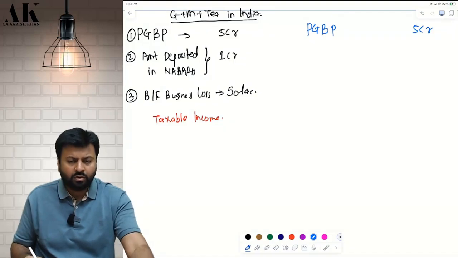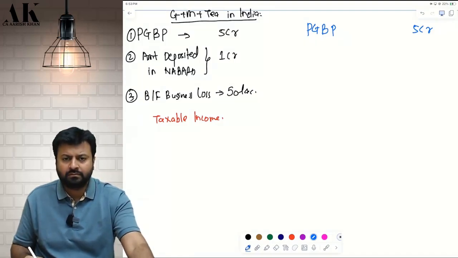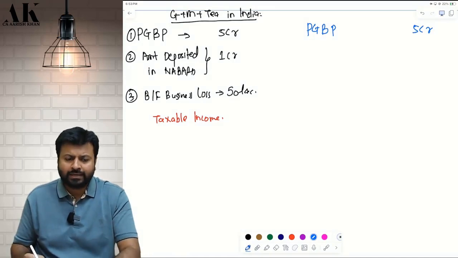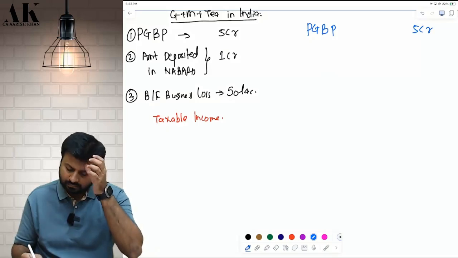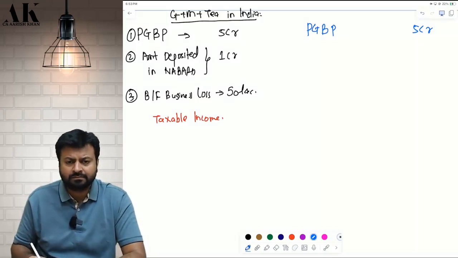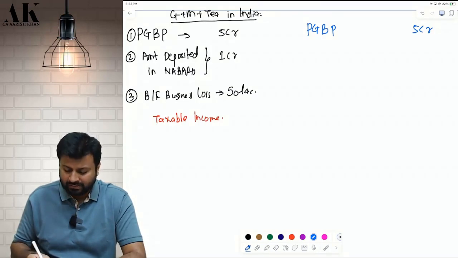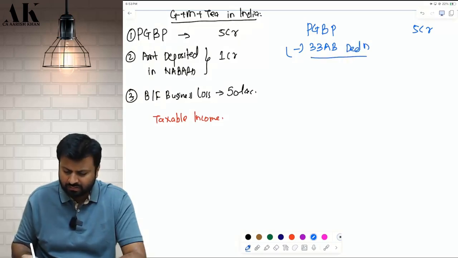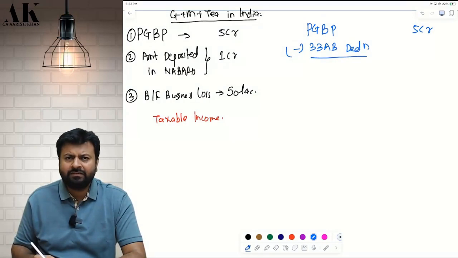Yes or no? Please tell me. Yes, sir. So from this composite activity, I have got this income. What shall I do after this? What is the next step that I should do? Brought forward business loss comes after computation of PGBP. Why will you reduce from PGBP right now? I will take deduction under 33AB first. Yes or no? Yes, sir. How much deduction will I get?